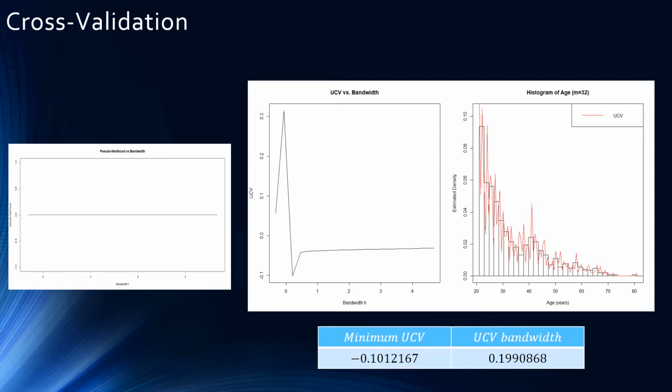And this actually leads to a pretty erratic bandwidth, but compared to the pseudo likelihood where all the values are 0, maybe it's not so bad. But this is just to take a look. It's not for a real application of it. We're not going to use this bandwidth.